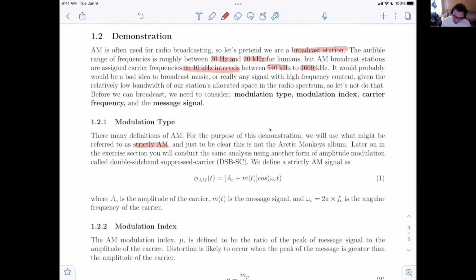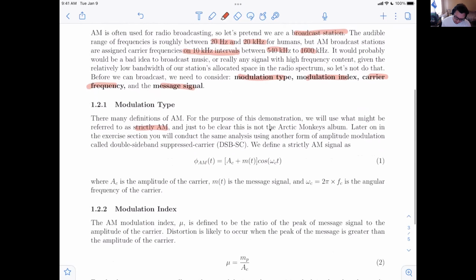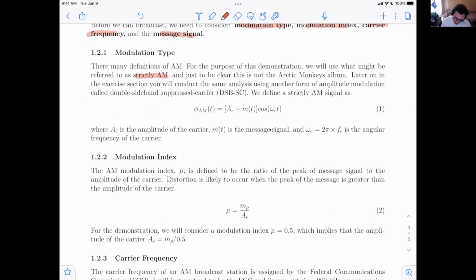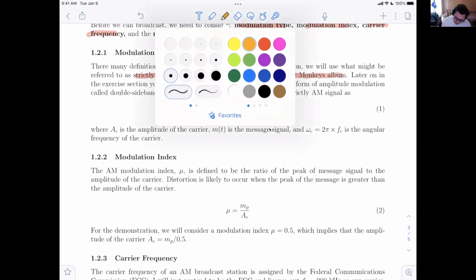So before we can broadcast, we need to consider the modulation type, modulation index, carrier frequency, and the message signal. So let's start off with modulation type. So as I mentioned before, we're going to be looking at strictly AM, and this is not the Arctic Monkeys album. So first we're going to look at the strictly AM signal, which is denoted by this v_AM of t.